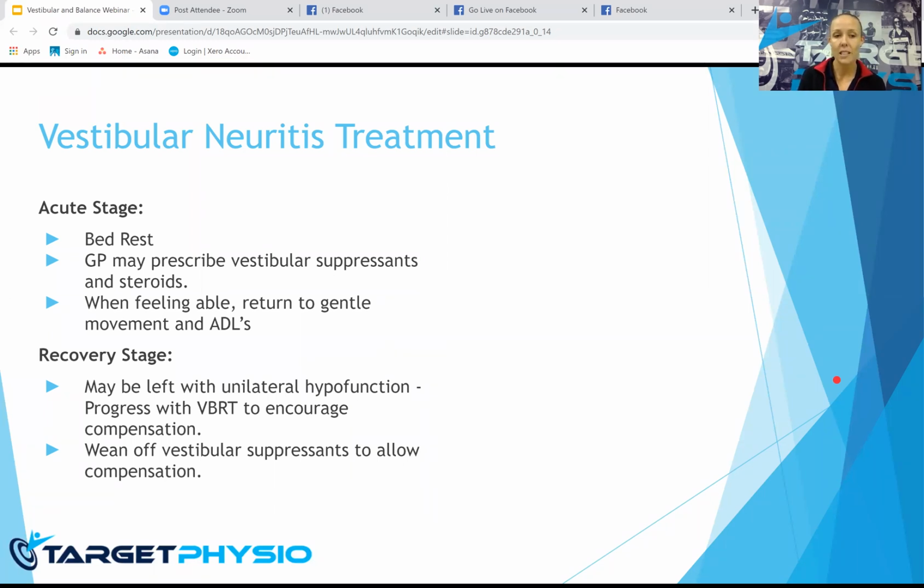So our treatment at this stage is doing some vestibular and balance rehab therapy to encourage compensation for that side of your vestibular system that isn't working as sufficiently as it was before. And at this stage also, if we can wean off those vestibular suppressants to allow the compensation to be happening and to get you back to normal as soon as possible.